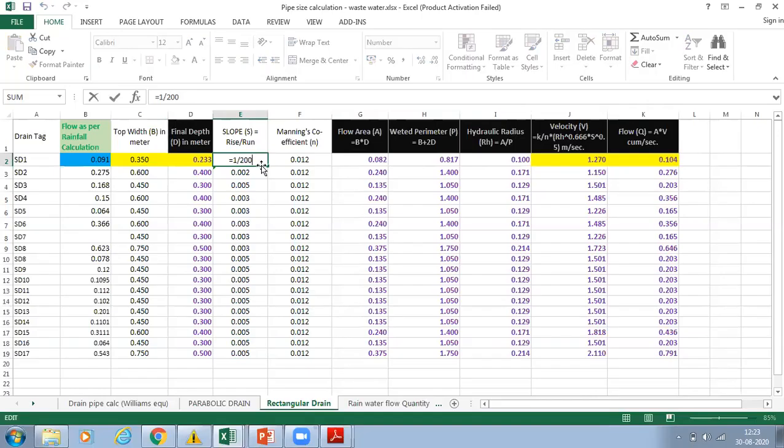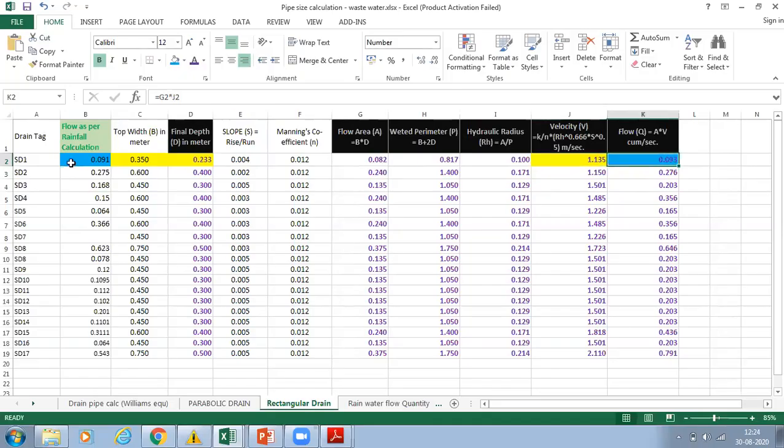If you are increasing the slope, velocity will increase. Now we put 250. Our velocity also will change. Flow rate also will change. So it is almost equal only. Our requirement and calculated rate both are the same only. So now we get 350 mm size with the slope of 1:250. Velocity is 1.135 meter per second and the output flow rate is 0.093.